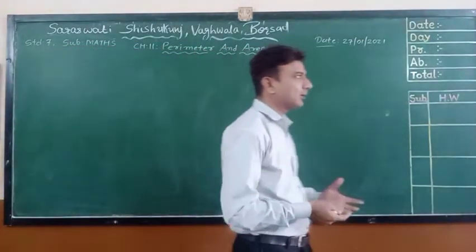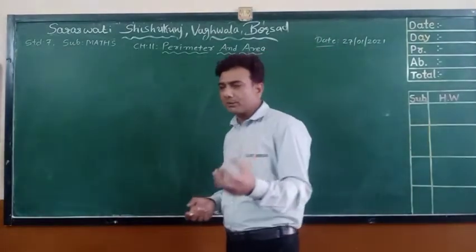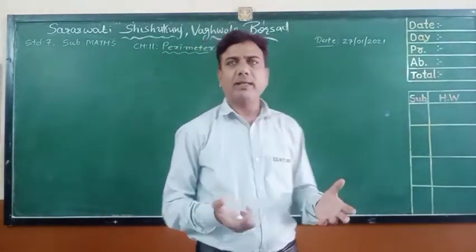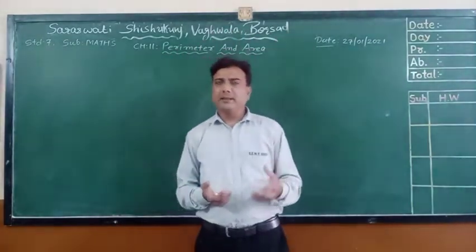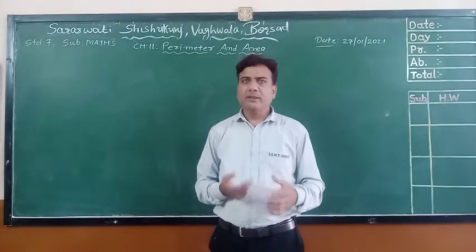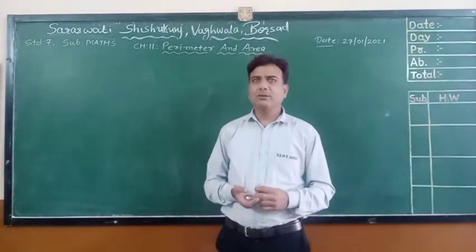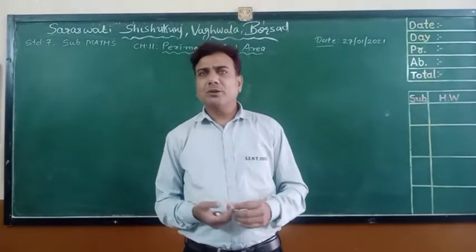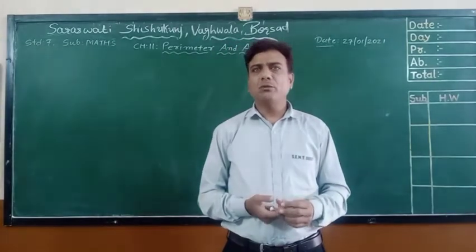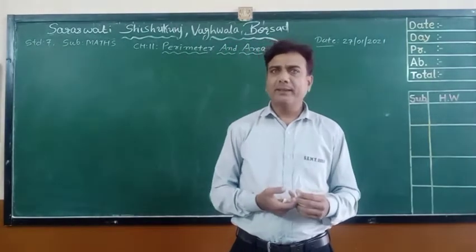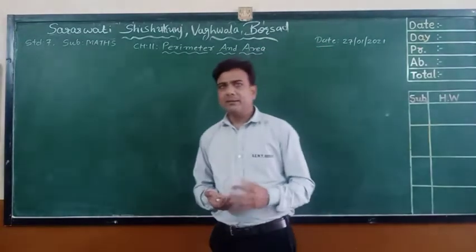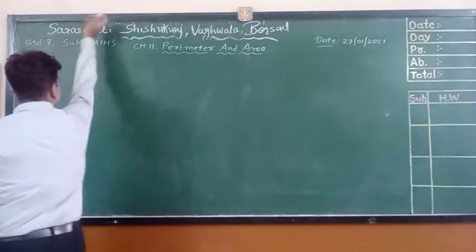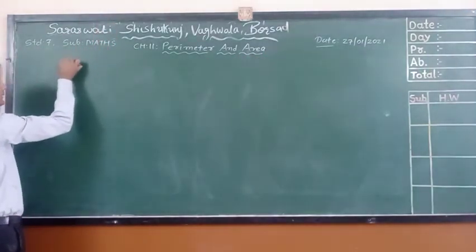In the last session I taught a few formulas for the square and rectangle and their perimeter. How can we find the perimeter and area of a square and rectangle? In this lecture I will teach about the triangle. Suppose a triangle is given and we want to find its perimeter and area. How can we find that? So let's start here. First we will take this triangle.